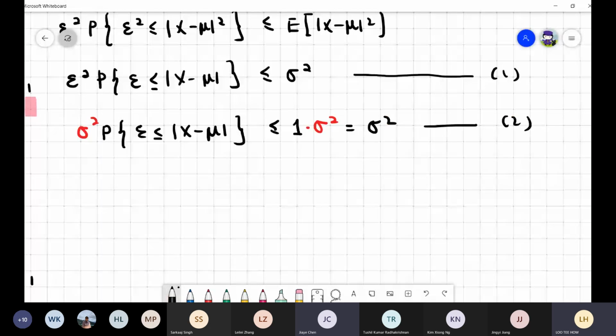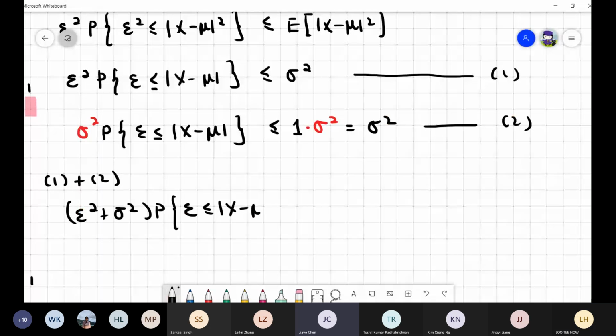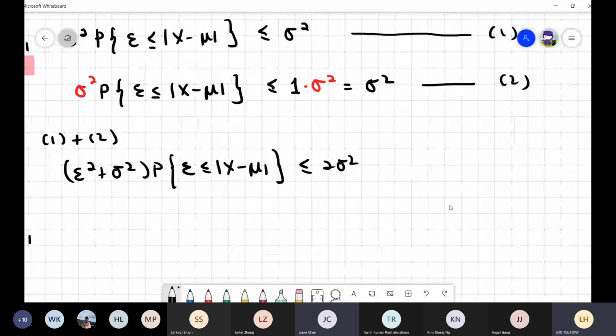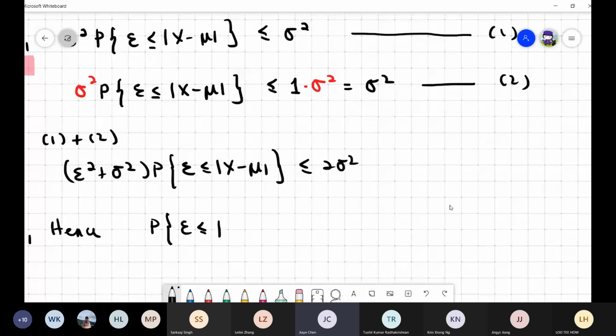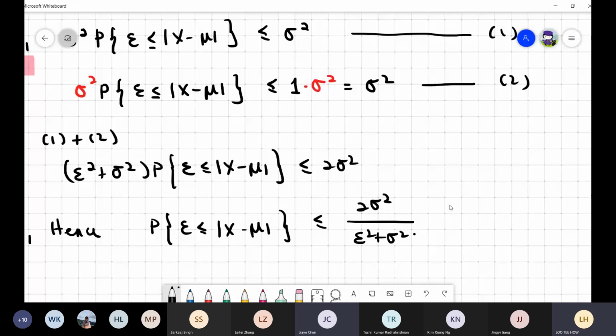So if we sum up these two, we are just taking 1 plus 2. So I'm going to have epsilon square plus sigma square P of this less than 2 sigma square. So if we bring this over, then we got the inequalities already. Okay, so that is the answer.